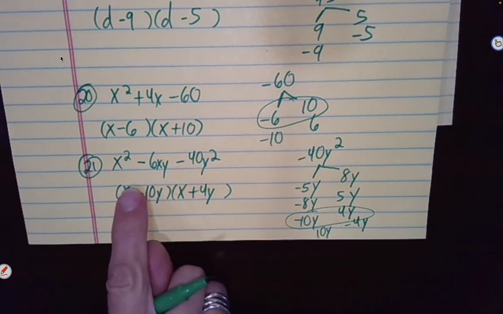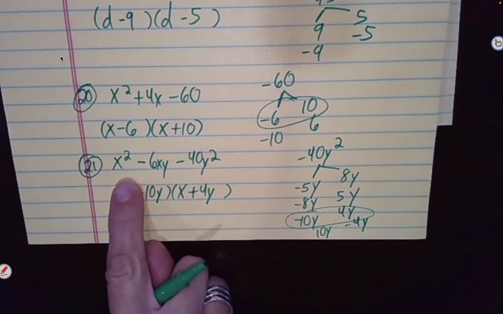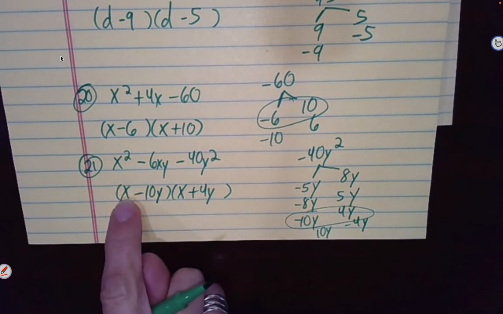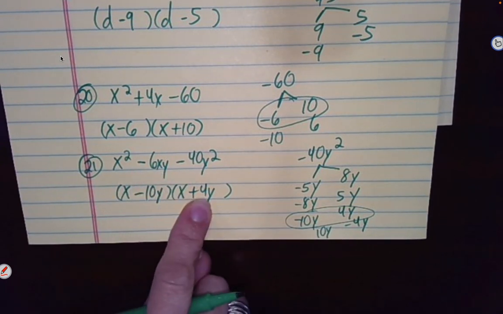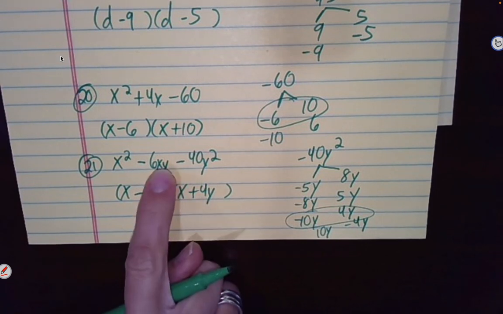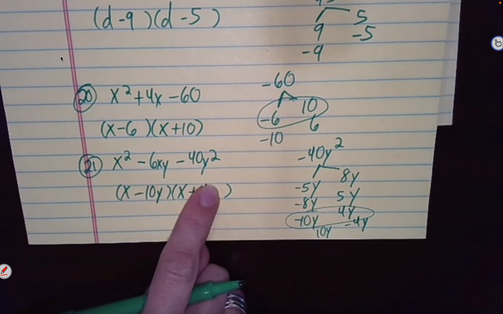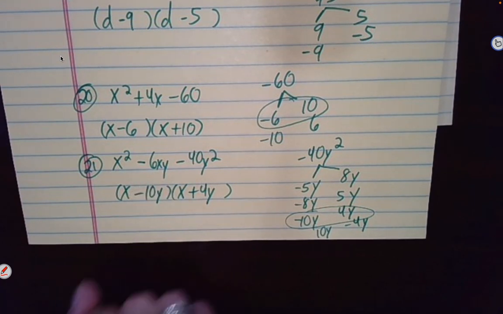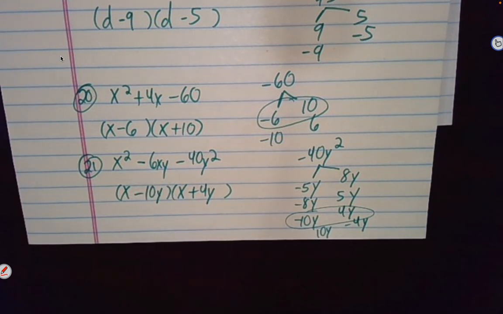Well, because if I FOIL this out, look, if I had x times x, that's the x squared, right? If I have, watch this, x times 4y, that's 4xy. So that is going to become an xy. Does that make sense? Okay. You're good? Oh, you put x plus 4y, x minus 10y? Same thing. Okay.